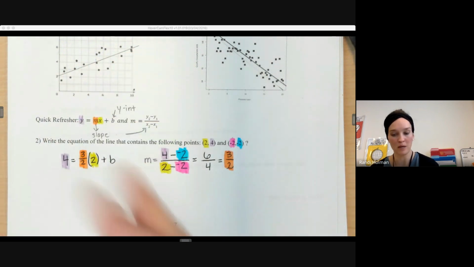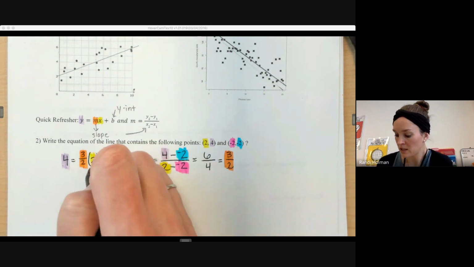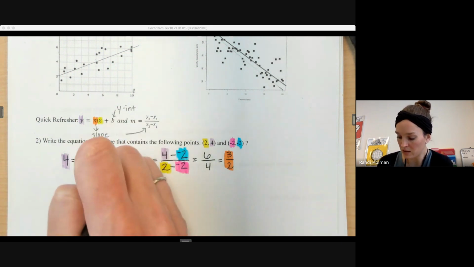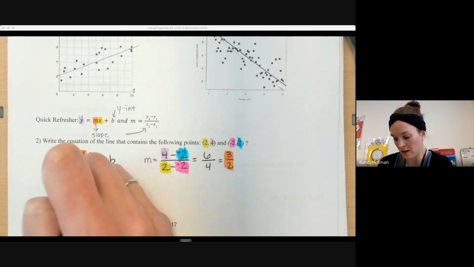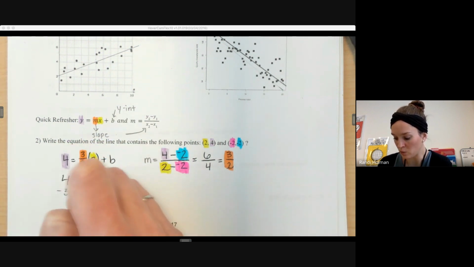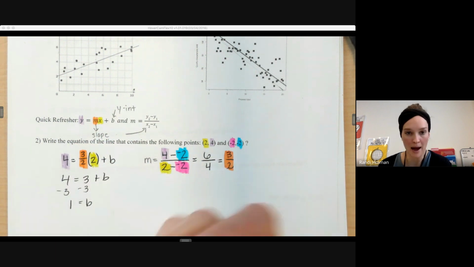And then once we have b, we'll plug it back into our y equals mx plus b. So 3/2 times 2, these 2's just divide out, that's 3. And then we're solving for b, so we get b is 1. And then we're going to put that back into our equation.